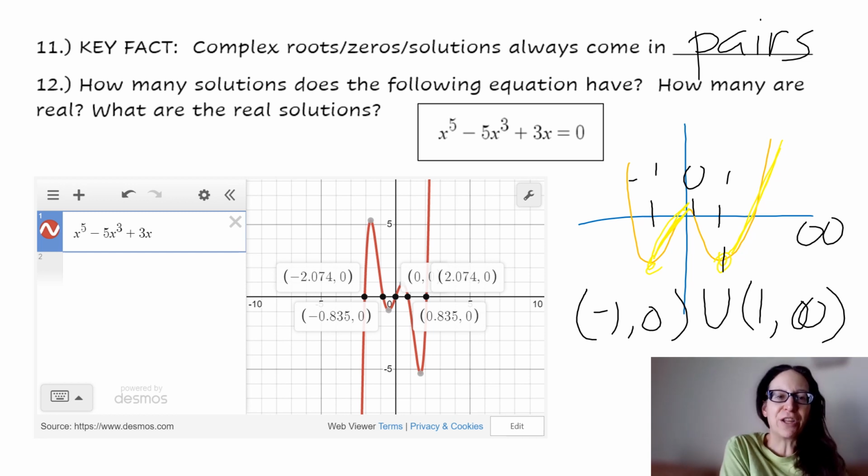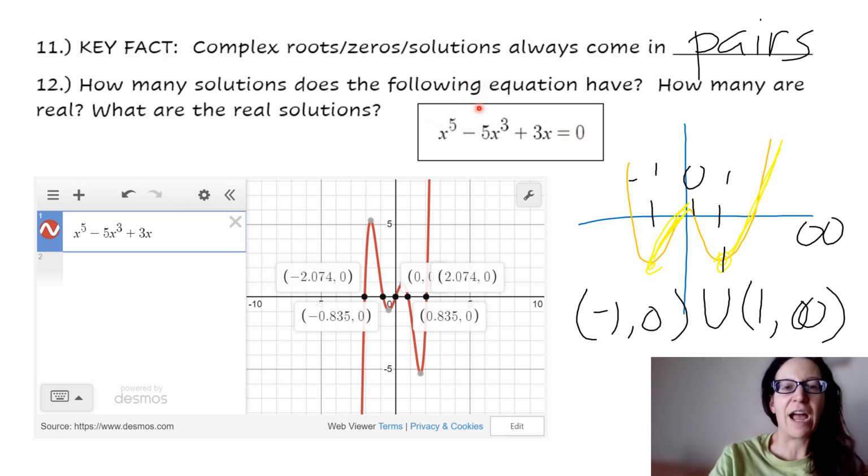And the other thing you want to remember is that the number of roots or the number of solutions is equal to what's called the degree of the equation or the function, which is the highest exponent. So looking at question 12, it asks us, how many solutions does the following equation have? So we look for the highest exponent. The answer to that first question is 5. Okay, it has 5 solutions.